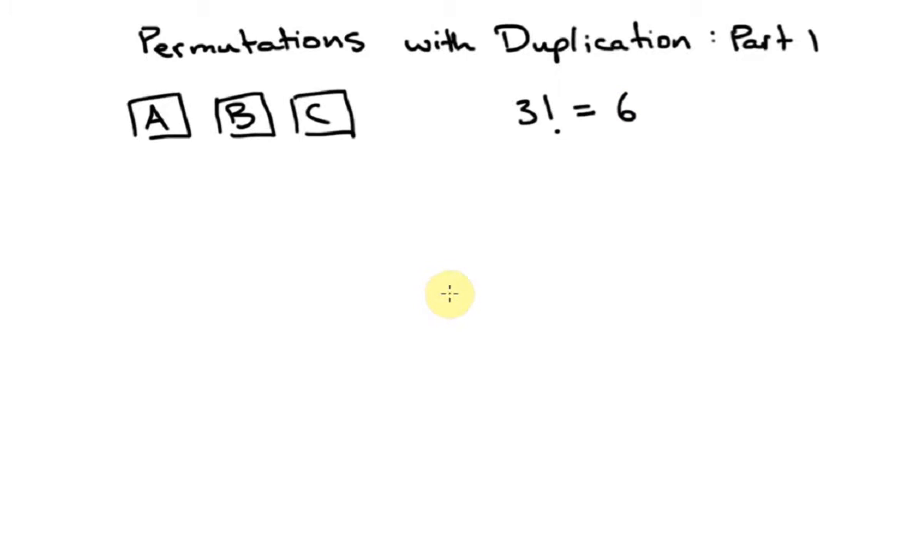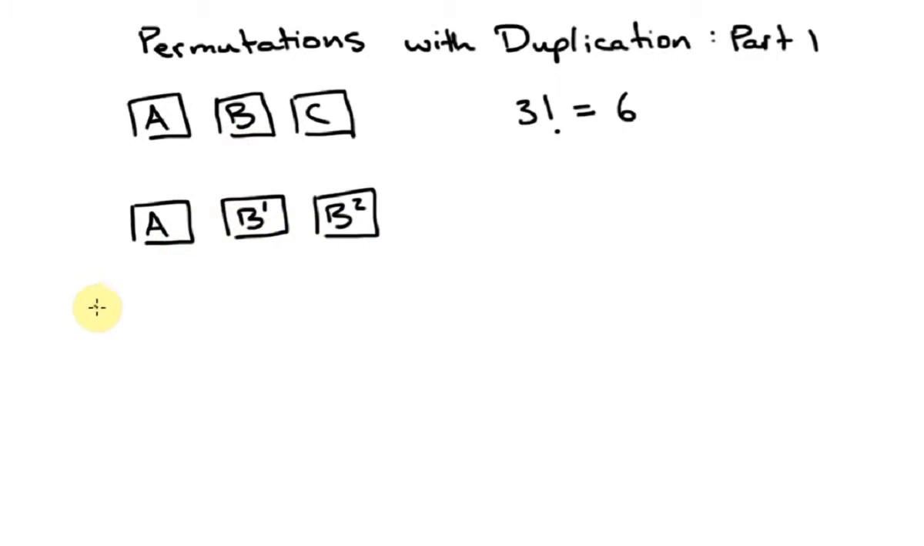Now, suppose, on the other hand, some of the cards weren't different. Suppose you had an A card, and then another card that was B, and another B card. Well, suddenly these arrangements don't all look so different. To illustrate that, I'm going to put in a 1 and a 2. Let's say I set up my arrangement as before: the A, then B1, and then B2. That might be one of my arrangements.